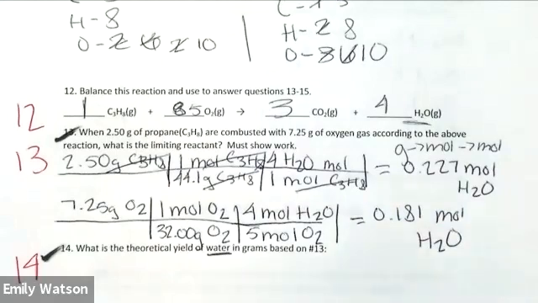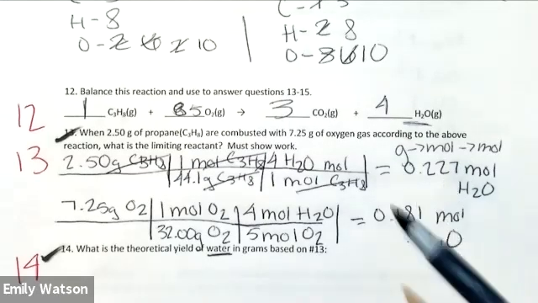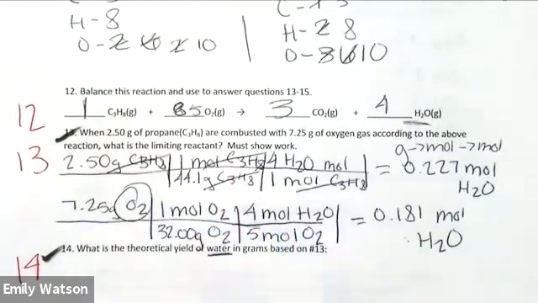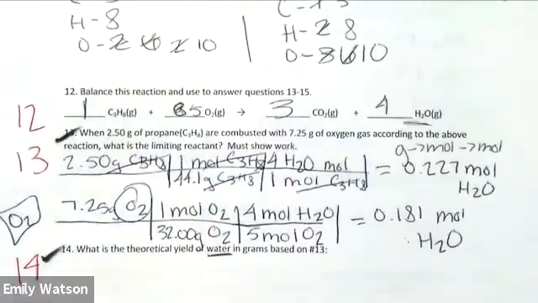So which number is fewer? Which number is smaller? Right, this 0.181 is smaller than 0.227. So that means that oxygen is our limiting reactant, right? And that's your answer, O2 is the limiting reactant. It's just asking which reactant is limiting.